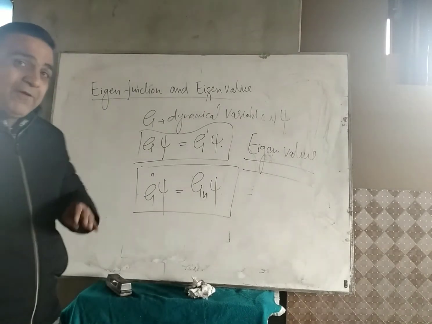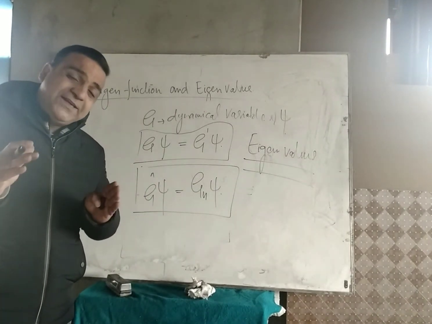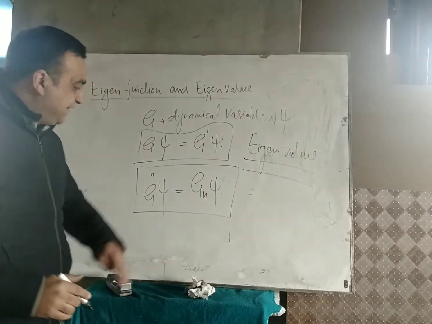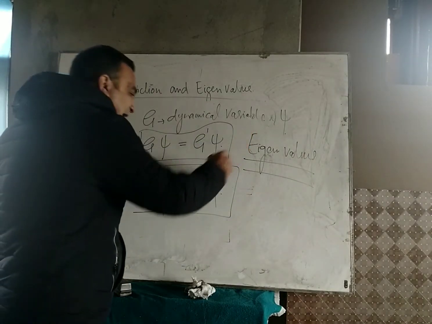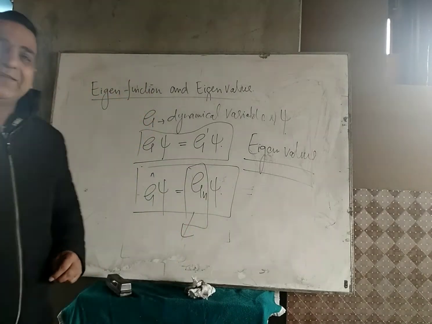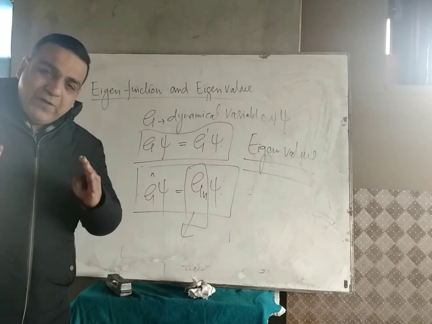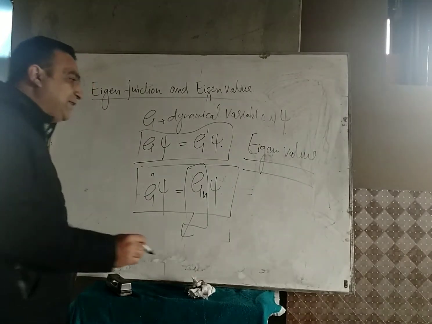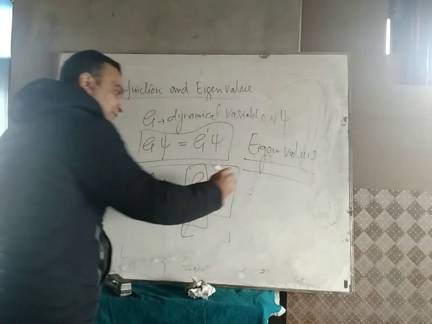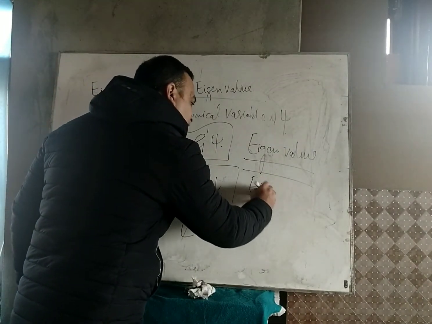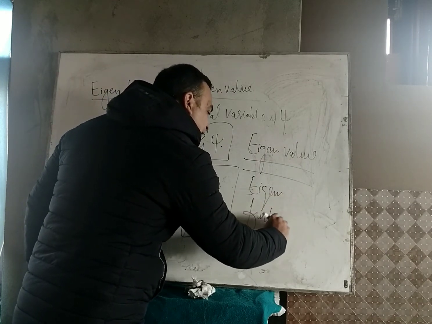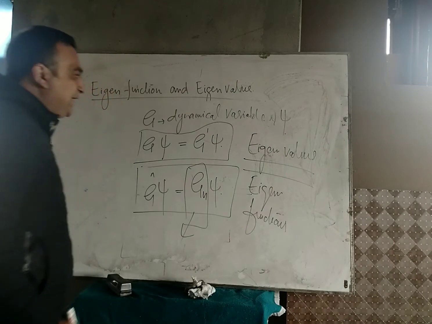And the wave functions that are associated with these discrete values that are obtained, these wave functions associated with these eigenvalues are called eigenfunctions. Now let us take an example.